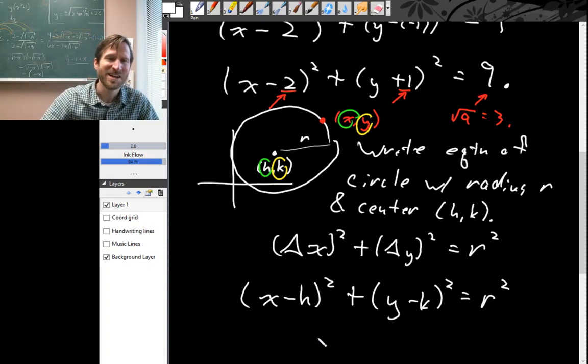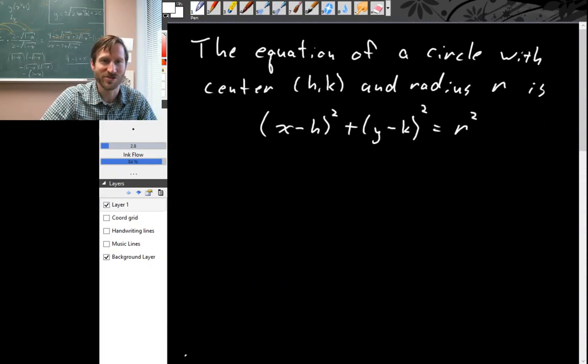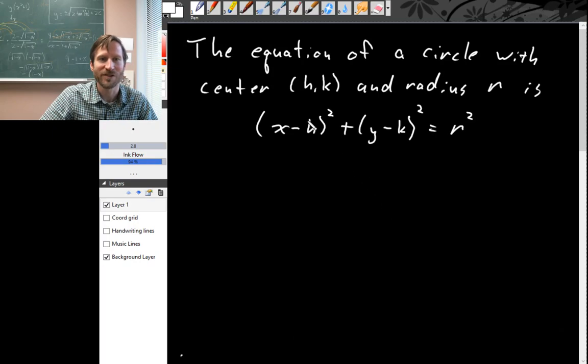So you can see, just like in the example where we actually had some numbers, the center of the circle and the radius of the circle show up in the equation. So that means you can always write the equation of any circle if you have a geometric description of the circle. If you have a circle with center (h, k) and radius r, the equation for that circle is (x minus h) squared plus (y minus k) squared equals r squared.